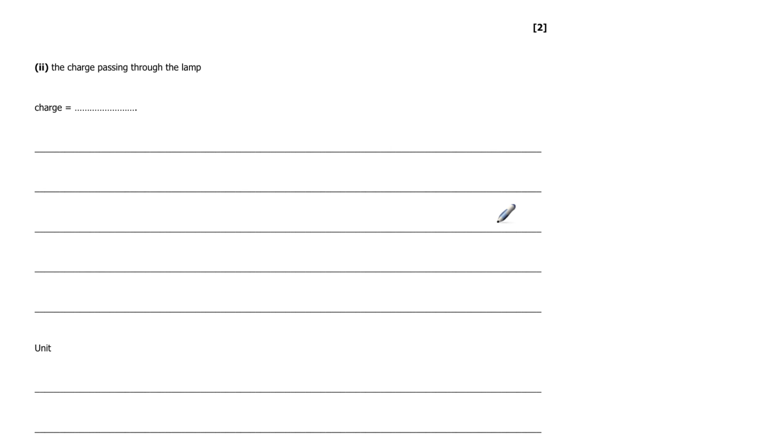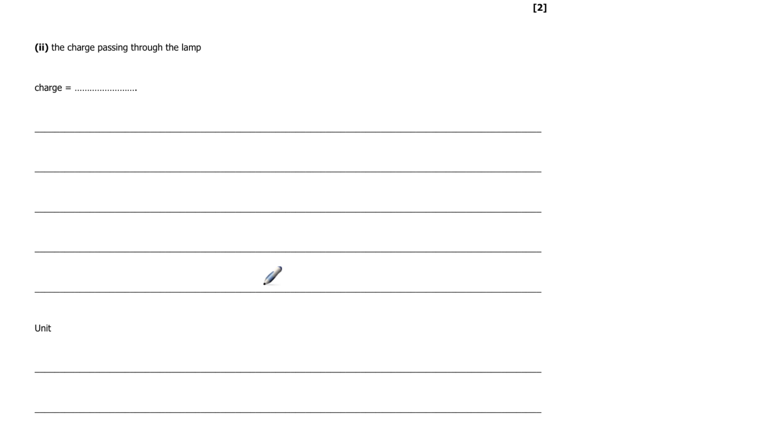Second part of this question, we needed to work out the charge flowing through this. Now there's two ways that we could have gone about doing it. Either way is perfectly fine. Quickest way is to remember that the voltage is the energy transferred per unit charge. Rearrange that for the charge. So it's the energy divided by the voltage.